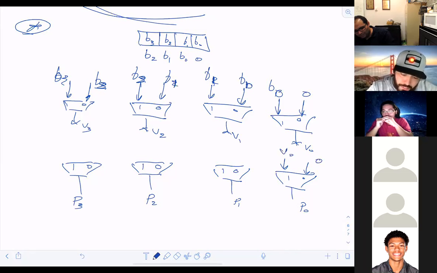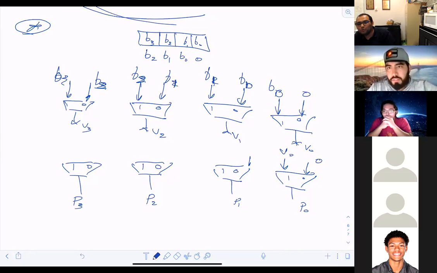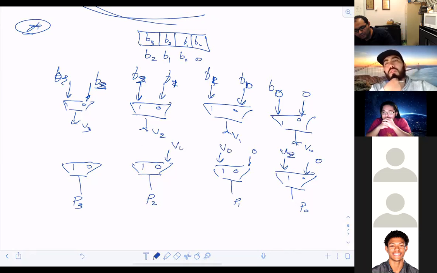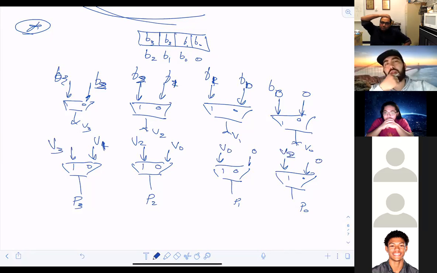0, V0. No, 0 is not V0. 0, V2. Because 0, V0, V3, V0. Then here, V0, V2, V2, V1, V3. Right?